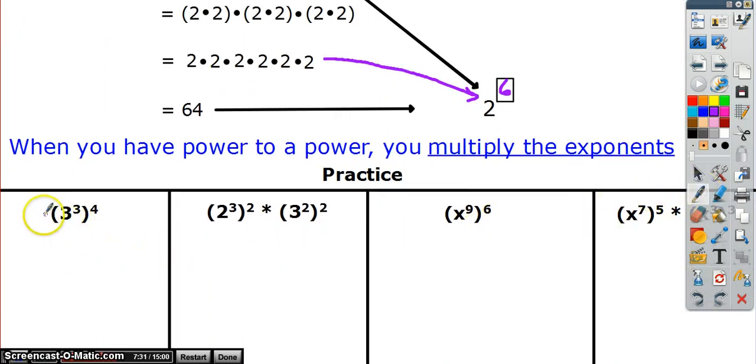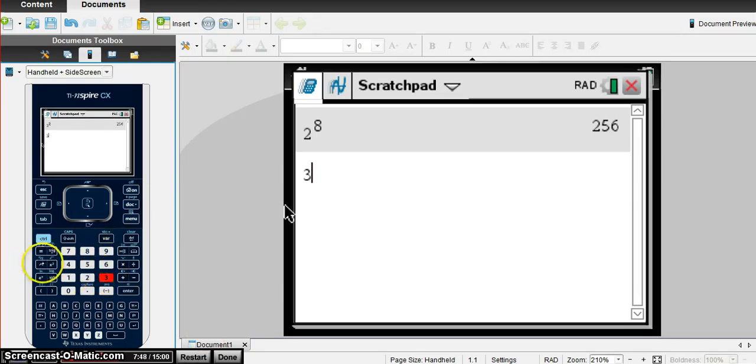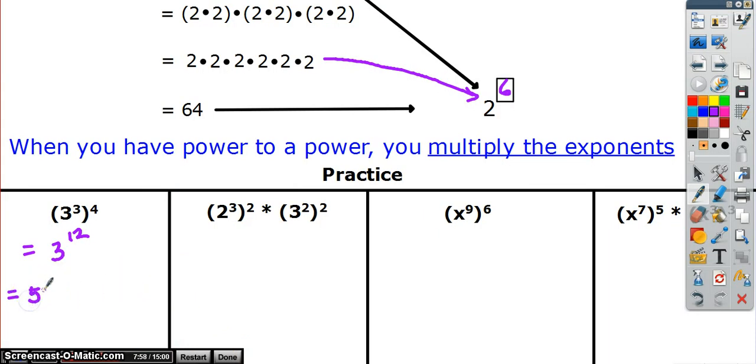So I've got 3 to the 3rd to the 4th. So I multiply 3 times 4, and I get 3 to the 12th. Again, with just numbers, we usually like to evaluate that. 3 to the 12th is much too large to do in our head, so we pretty much have to use the calculator here. No problem in the calculator. 531,441. So you can see how big exponents get really, really quickly.